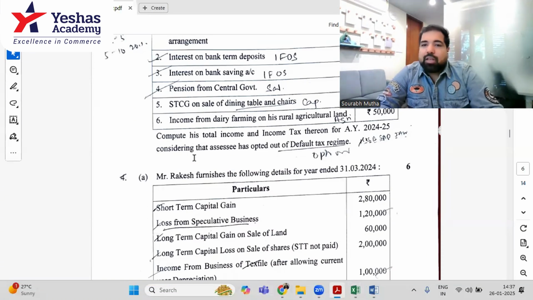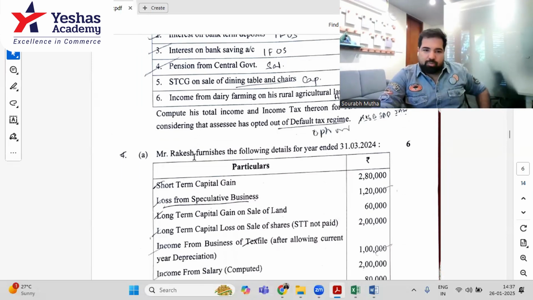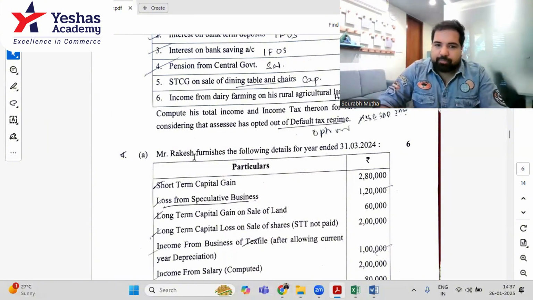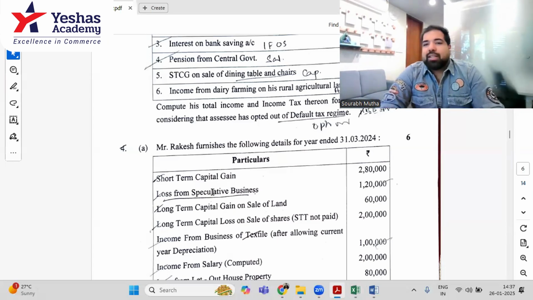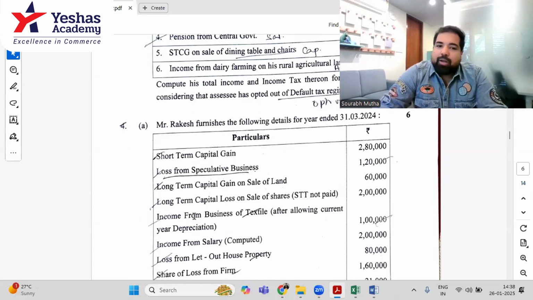But if question number 3 was puzzling, question number 4 is again really, really nice. Let's move to question number 4. Mr. Rakesh, again, 6 marks question. Short-term capital gain, you'll make R and you'll make 5 arrows like we used to do in class. We've solved so many questions like this in class. Short-term capital gain will go to capital gain. Loss from speculative business has a unique blood group, if you remember. Long-term capital gain, long-term capital loss, again, unique blood group.